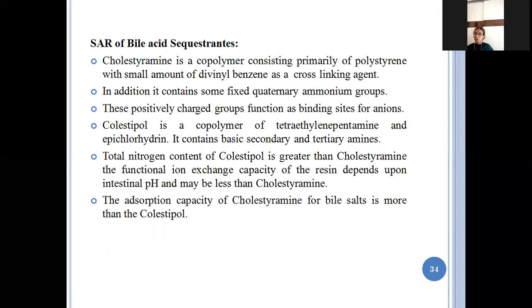The functional ion exchange capacity of the resin depends upon the intestinal pH, and may be less than cholestyramine. Means the number of nitrogens is more in Colestipol when we compare with cholestyramine, but the ion exchange capacity and intestinal pH effect is less for Colestipol when we compare with cholestyramine.